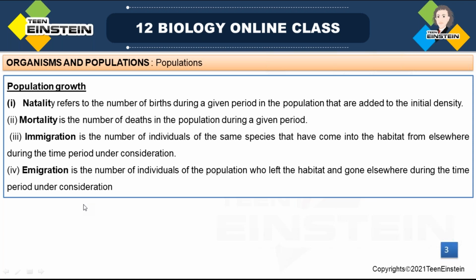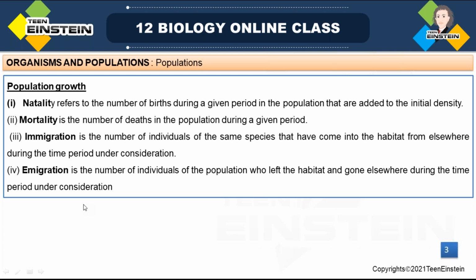Natality and immigration. Immigration means the individuals of the same species are coming from somewhere else, and that number is getting added to this particular population. So natality and immigration are increasing the population, or helping in the population growth.